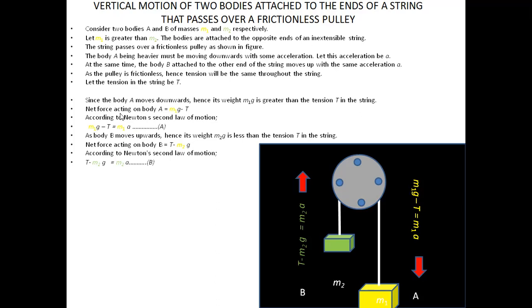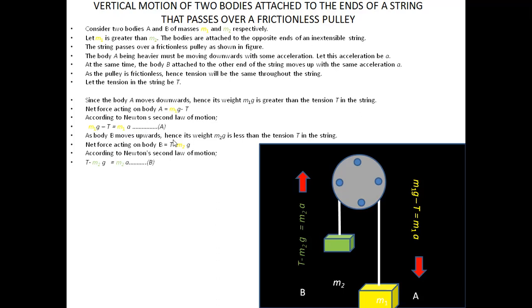The net force acting on body A is equal to m1g minus T according to Newton's second law. That means m1g minus T is the force applied, and the body moves in the direction of the force with some acceleration, which is Newton's second law. So we put it equal to m1a. We call it equation A.